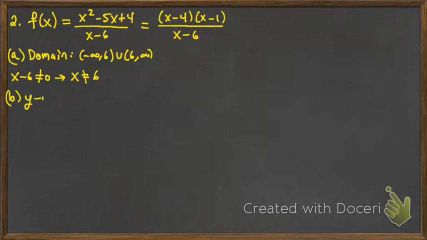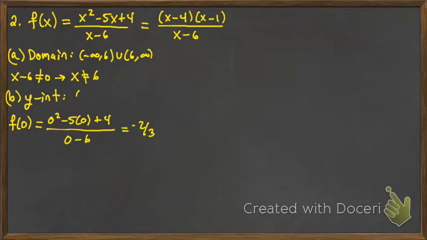Part B, let's find that y-intercept. So we're going to plug in 0 for the x. So we'll go ahead and do that. And so that's going to be negative 2/3. So 0 and about negative 0.7 if I round a little bit.